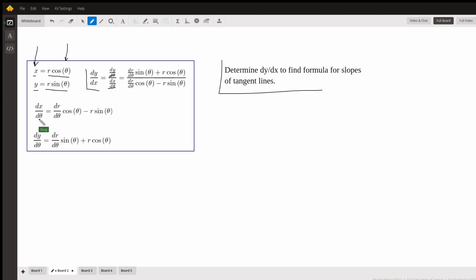So dx/d theta would be using implicit differentiation on this. And we have to use the product rule here. So the derivative of the first times the second plus the second times the derivative of the first. And the same for dy/d theta. There's a formula for dy/dx in terms of theta. So that's the formula we're going to use.